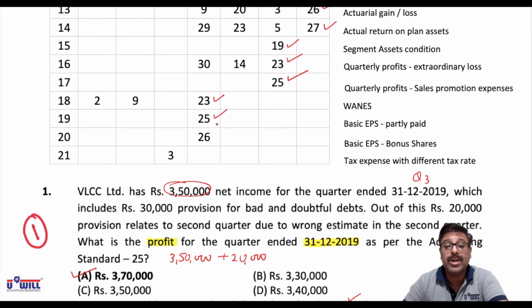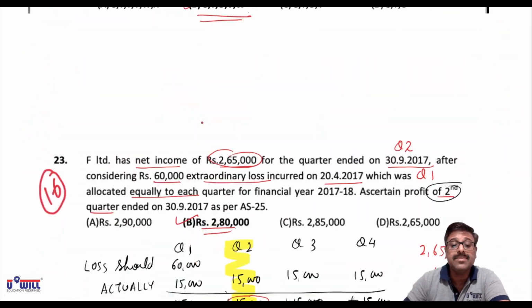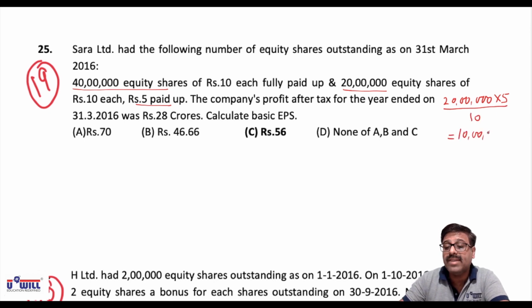Question 25 of February 2017 exams. Sara Limited had the following number of equity shares outstanding as on 31st March 2016. 40 lakh equity shares of 10 each fully paid up and 20 lakh equity shares of 10 each 5 paid up. So we will take 20 lakhs, just now we did that, into 5 paid up means 1 crore is the paid up value. If they are fully paid 10 rupees, they will be equal to 1 crore divided by 10, 10 lakh shares. So when we count the EPS, we'll consider only 10 lakh shares.